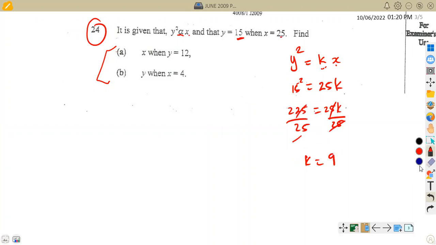So k is 9. That means we now have a relationship between y squared and x. That's y squared is equal to 9x. This is the relationship that you're going to use now to calculate the first item and the second item.